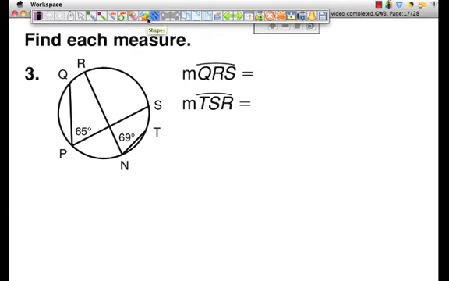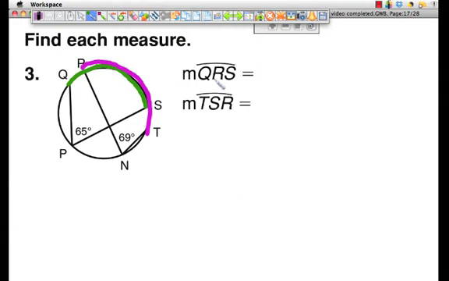For number 3, they want us to find the measure of QRS, I'll do that one in green, from Q to R to S, and they want us to find the measure from T to S to R, I'll do that one in pink. We'll do one at a time. So let's do the green one first.